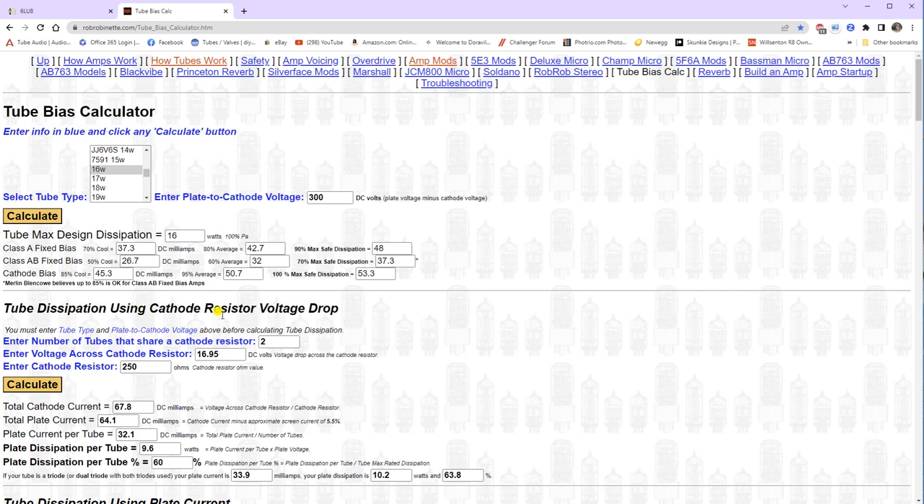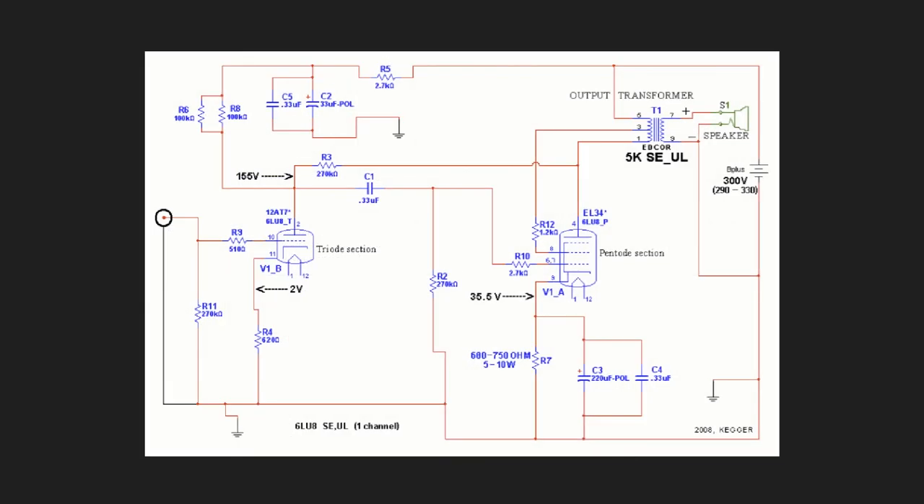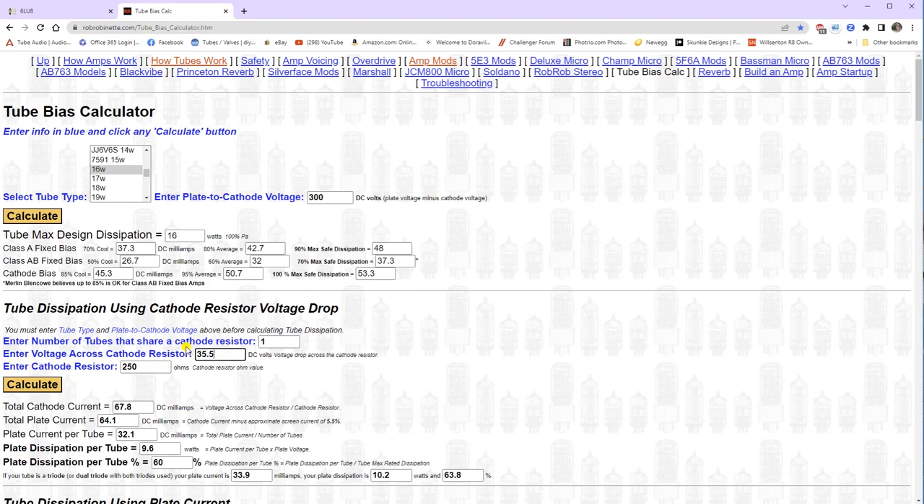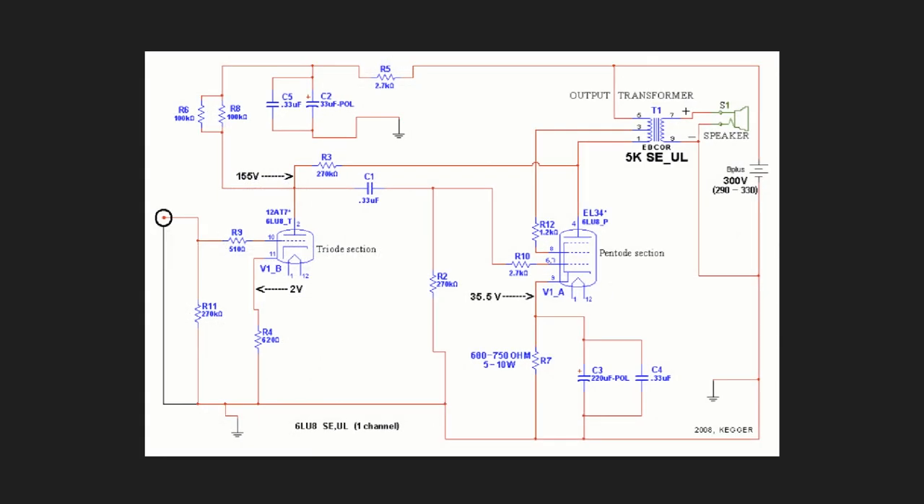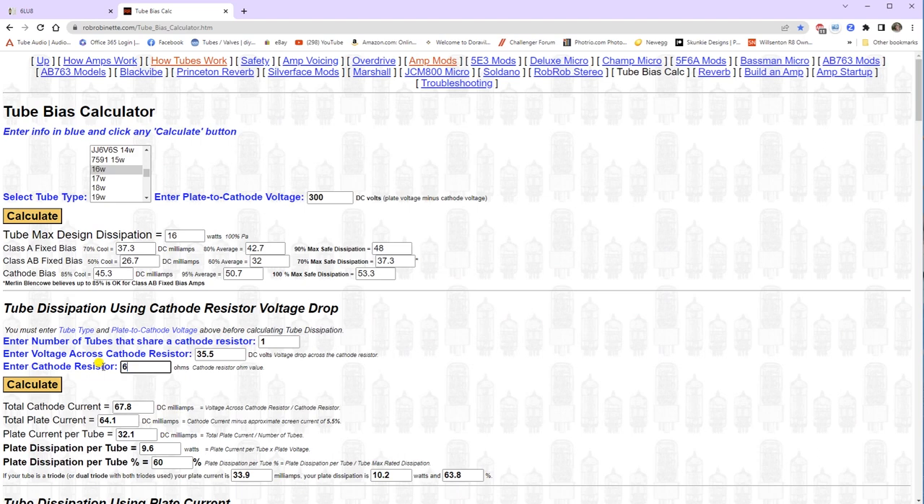Here we can use the dissipation of the cathode resistor voltage drop method. So we got one resistor, and let's look back here. Let's go ahead and put the 35.5. And then he was suggesting a 600 to 750 ohm. Let's put the 600 ohm in and see where we're at. So the total cathode current is 59 milliamps, and then they're assuming that 5.5% of it is going to be the screen current, and so they're saying 55 milliamps, and we need to get it around 50. So let's go to this 750 ohm resistor, see where that gets us.